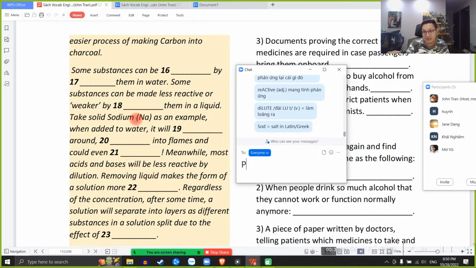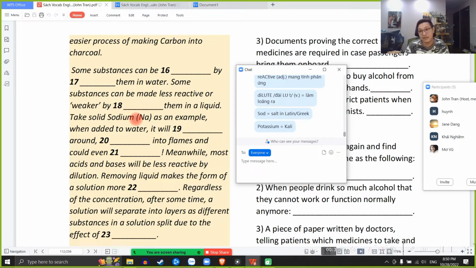You know why kalium is called potassium in English? Trong tiếng Anh chữ kali là potassium, tại sao? Pot ash. Tro tàn trong cái lọ, cái lư hương. Đốt mấy cái vàng mã thành tro, thì trong tro đó chứa rất nhiều kali nitrate. So if you burn papers or burn anything, the ash contains a lot of KNO3 and you can get the K, potassium, from there. So potassium: pot ash, tro tàn trong cái lư hương.